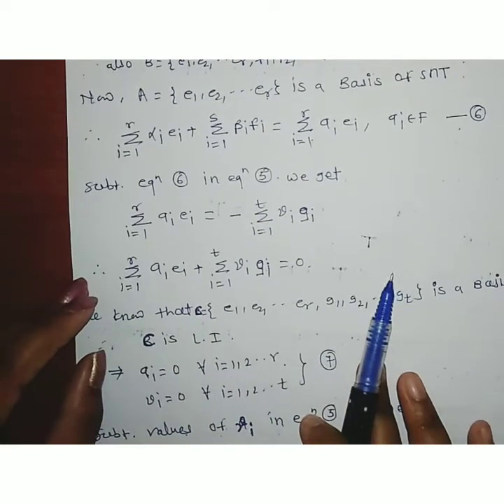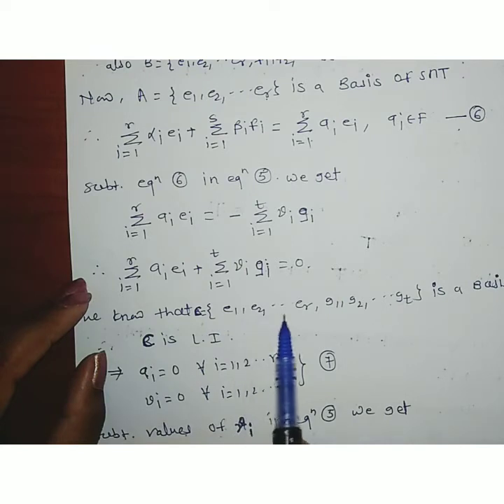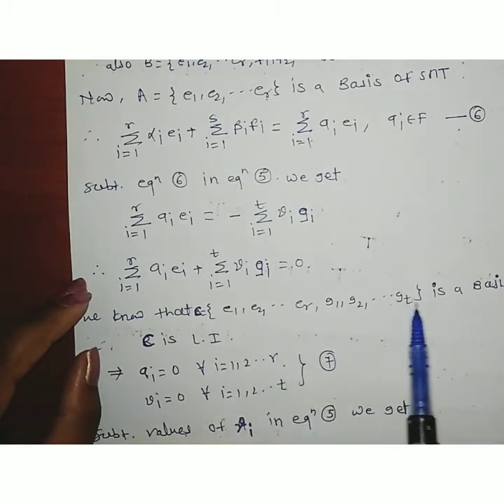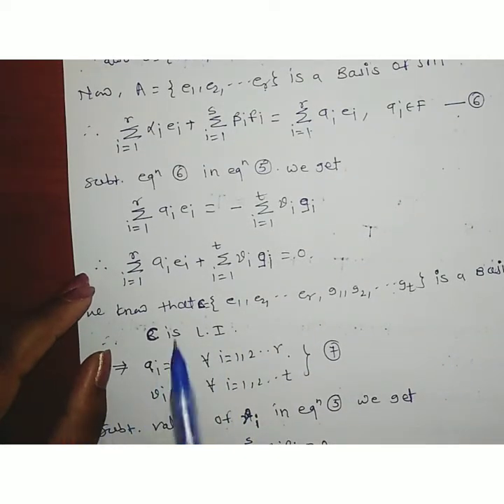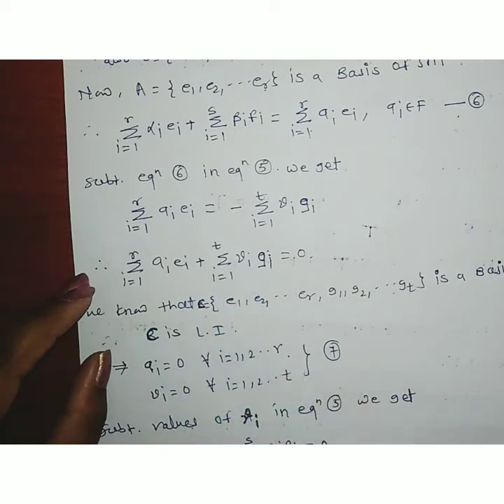Now, we know that C, the set e1, e2, ..., er and g1, g2, ..., gt, is a basis for T. We know that this set C is a basis of T, and C is a linearly independent set, as it forms a basis for T. As C is a linearly independent set, this implies that the scalars ai and gamma i must be 0.